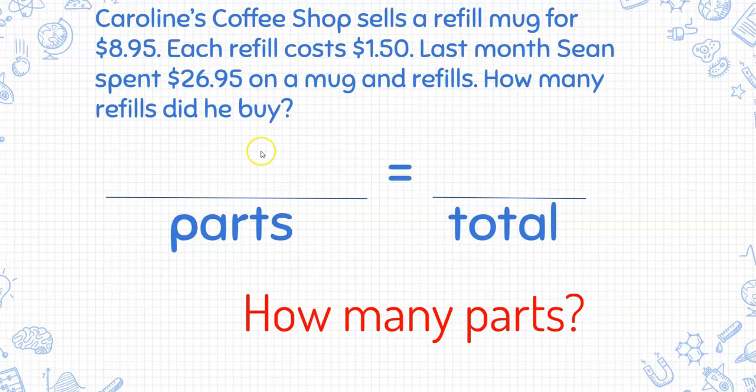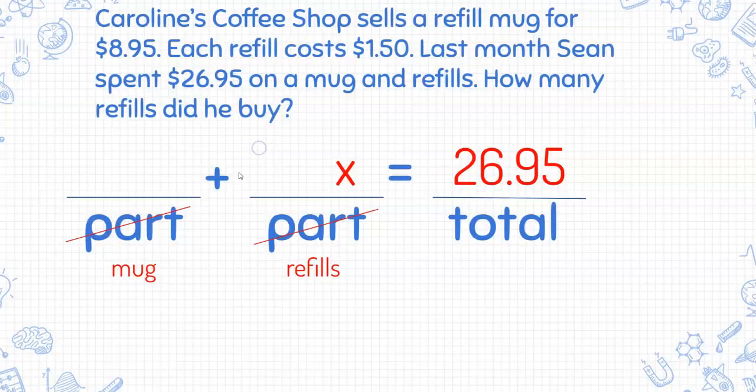Okay, so right here we're going to have 2 different parts. We're going to be having a mug part and a refill part. And that's going to equal our total of $26.95. So we need to determine which numbers are going to go where. To do that, we need to look and see what they tell us up above. They say $8.95 for the mug. And how many mugs are we buying? Well, just 1. So you could put times 1 if it made you feel better.